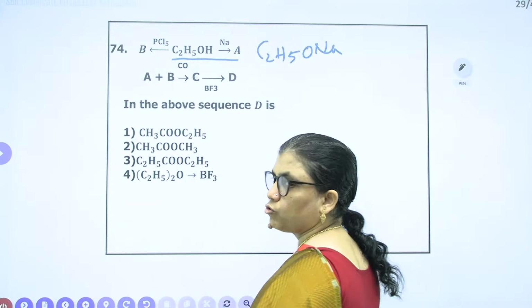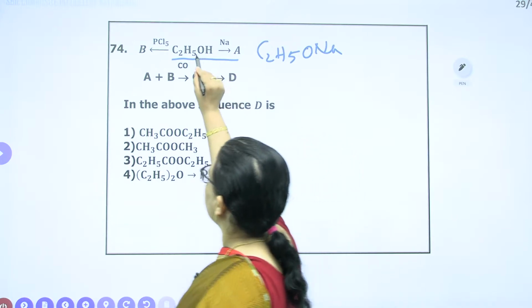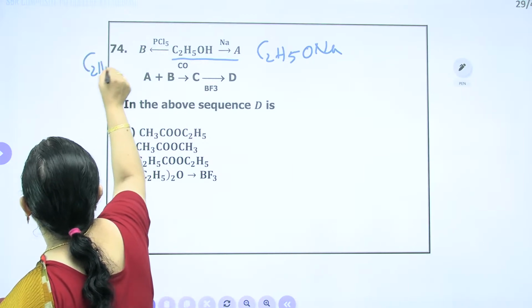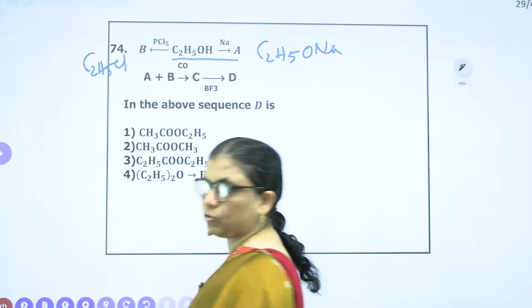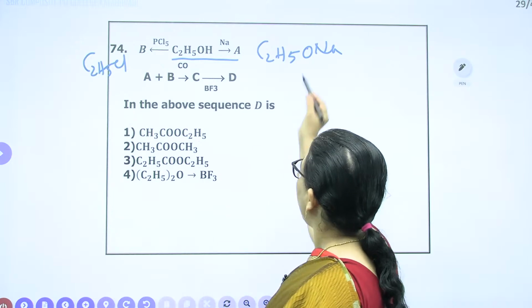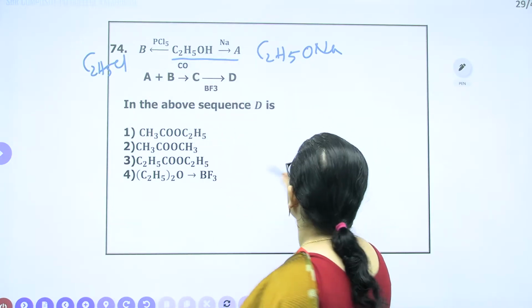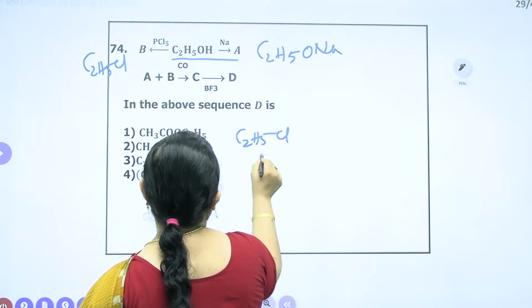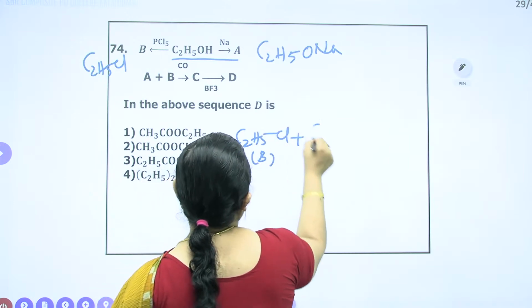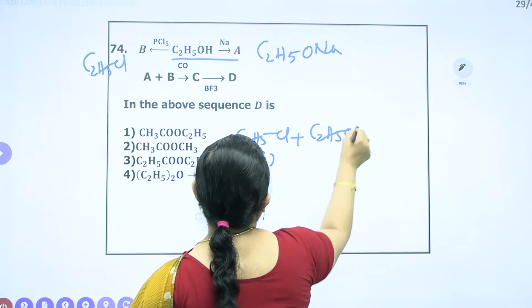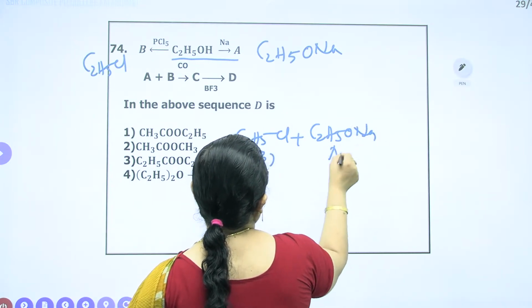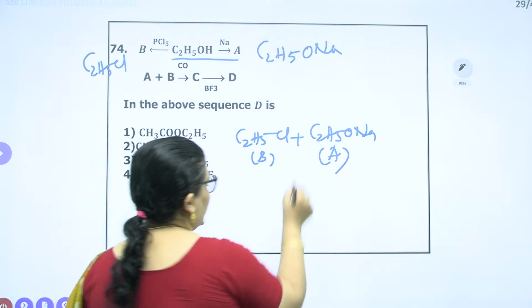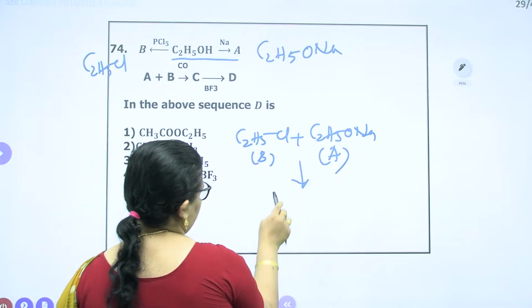C2H5ONa, sodium ethoxide. Ethyl alcohol with PCl5 gives ethyl chloride. Correct? Now, alkoxide with ethyl chloride. Ethyl chloride is B. Sodium ethoxide is A. When both are treated, we'll get ether.